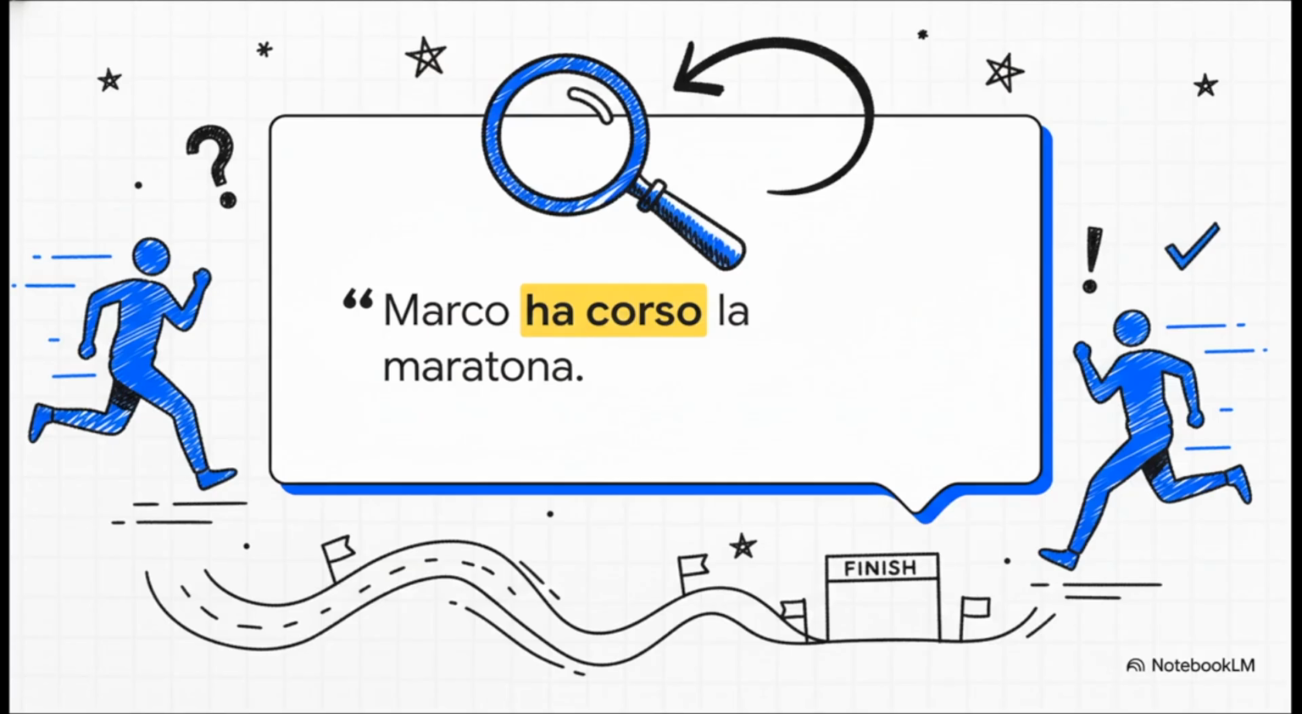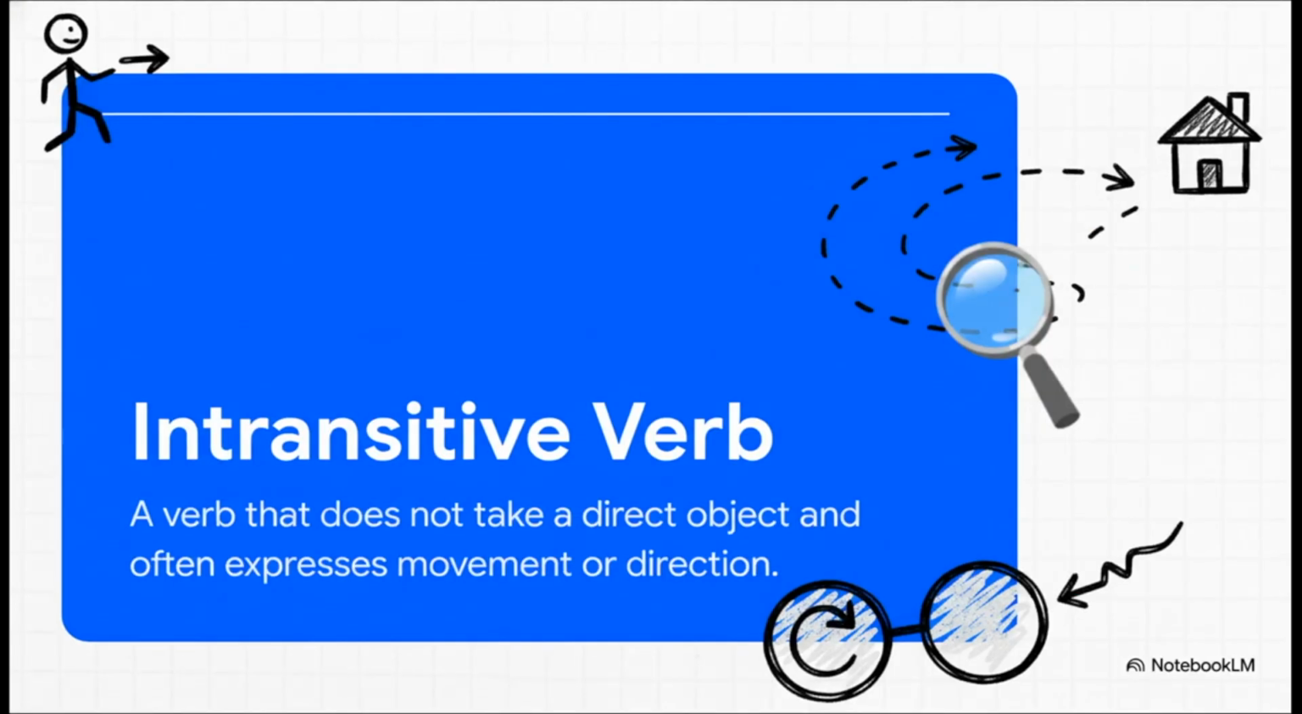Let's try it out on our first example. Marco ha corso la maratona. Okay, so the verb is corso. Let's ask the question, Marco ran what? The answer is right there, la maratona, the marathon. We got a direct answer. That means we have a direct object, which makes the verb transitive in this case, and that's why it has to be avere. Okay, so what about the other guy, the intransitive verb?